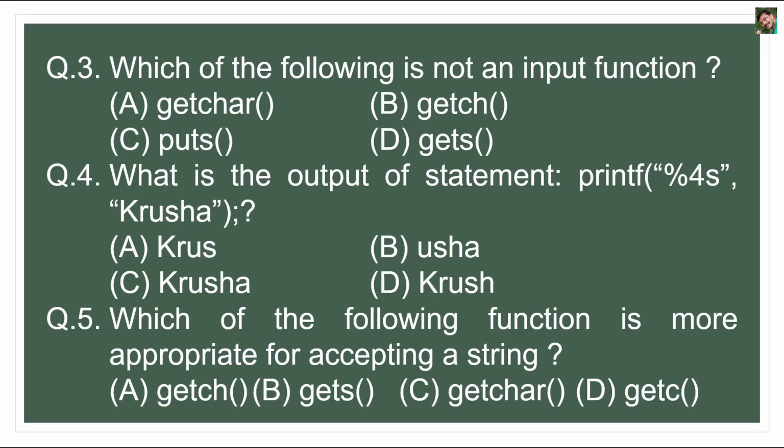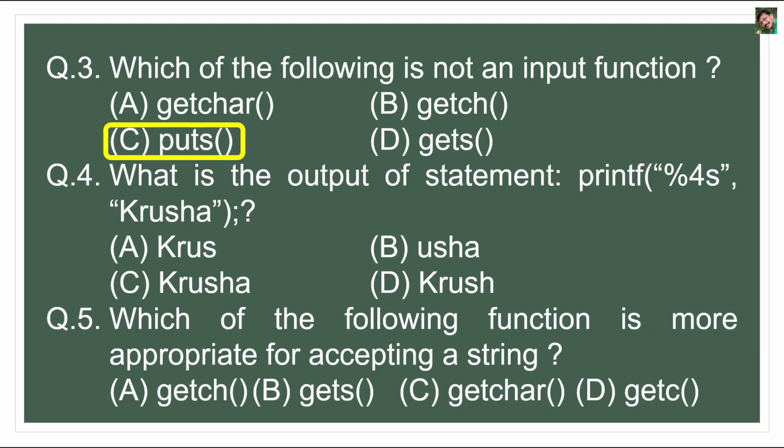Question number 3. Which of the following is not an input function? Not an input function, so an output function. Now as you see, get character, get ch, get s, options A, B and D, everywhere get is written. Get means to take and to take means input. So the first three options A, B and D are for input. Put is not for input, it is for output. So put s, that is to write a string on screen. So put s is an output function and is not an input function of C.